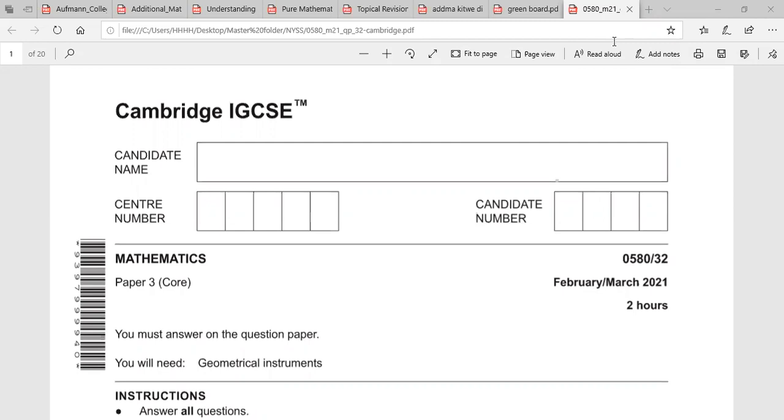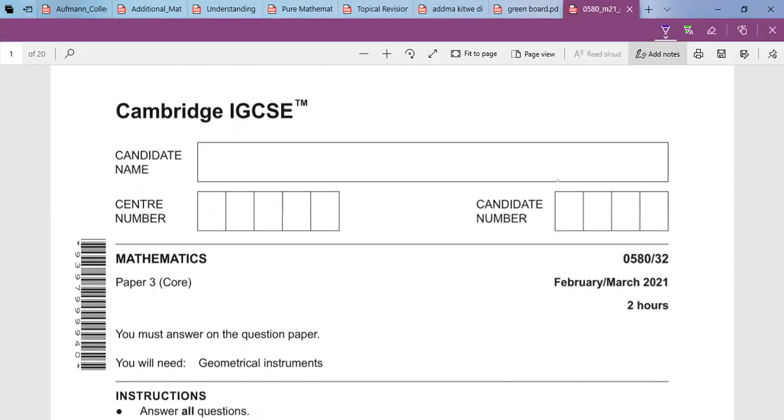In this presentation, we want to look at the Cambridge IGCSE paper, which is a Mathematics Paper 3, Core Mathematics. The code is 0580/32. This exam was written between March and February 2021.